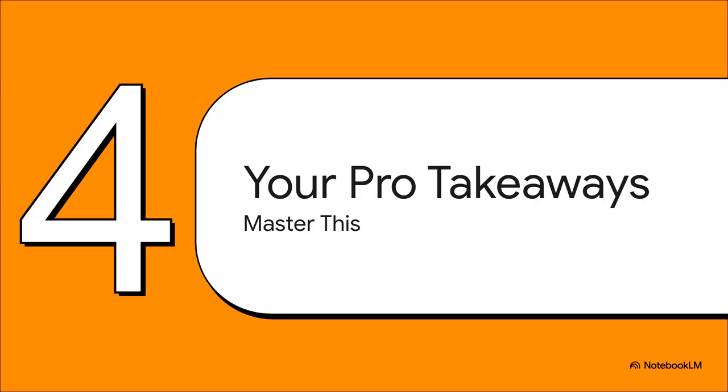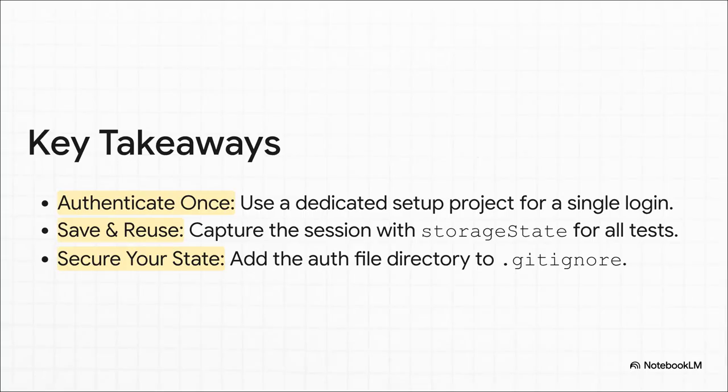All right, we have covered a lot of ground. So let's boil it all down to the 3 essential rules you need to walk away with to absolutely master this technique. So, here's what you need to remember. Number 1, authenticate once. Use a dedicated setup project for it. Number 2, save and reuse. Capture that session with storage state and apply it to all your tests. And number 3, the most important, secure your state. Add that auth directory to .gitignore on day 1. Get those 3 things right, and you are golden.